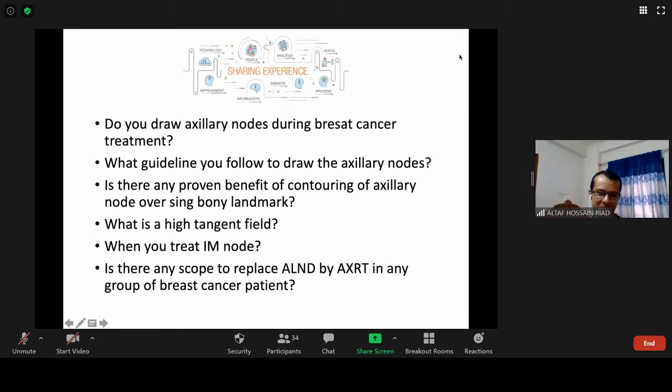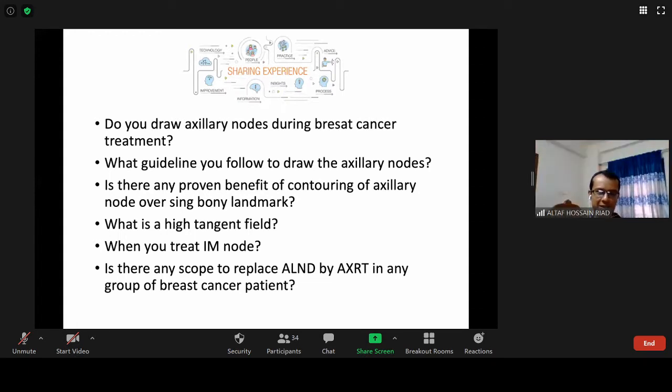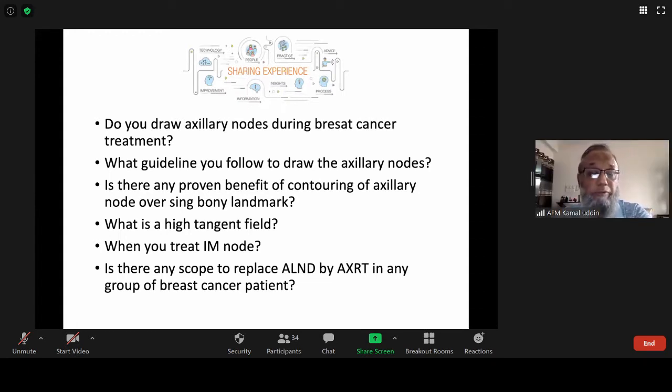What guideline do you follow when you draw the axillary node, Riyadh? Actually, RTOG guideline. Okay, as per RTOG. Very good. It is a very good guideline. So, is there any proven role or benefit of using contouring guideline for axillary nodes, or do you think that by using bony landmarks, if you put the tangent field and supraclavicular field, it is fine?